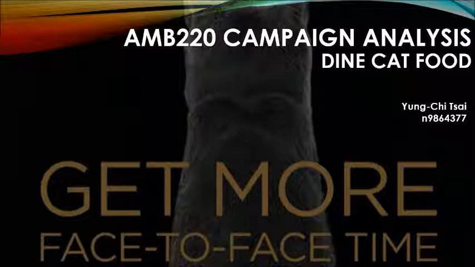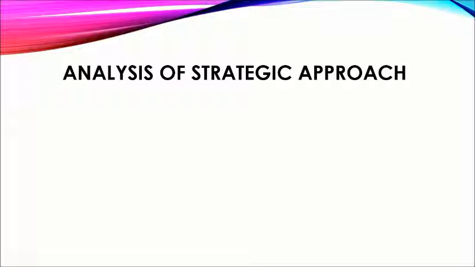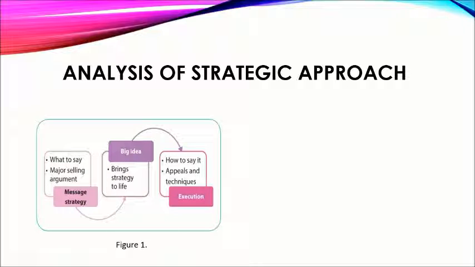I'm going to analyze the product, cat grooming trick, from selecting the advertising campaign to its target audience. There are 3 steps in the creative process, as shown in Figure 1.